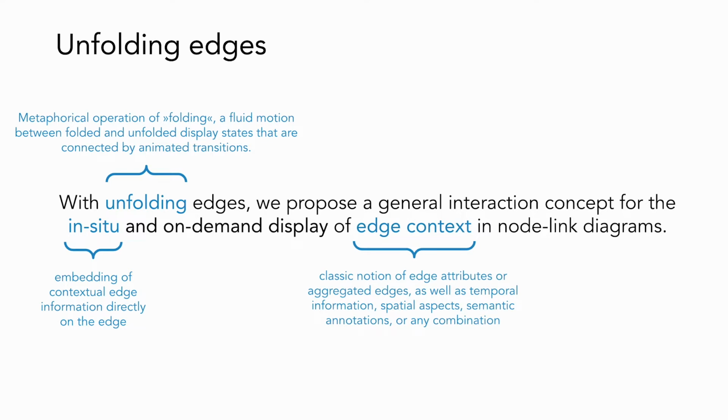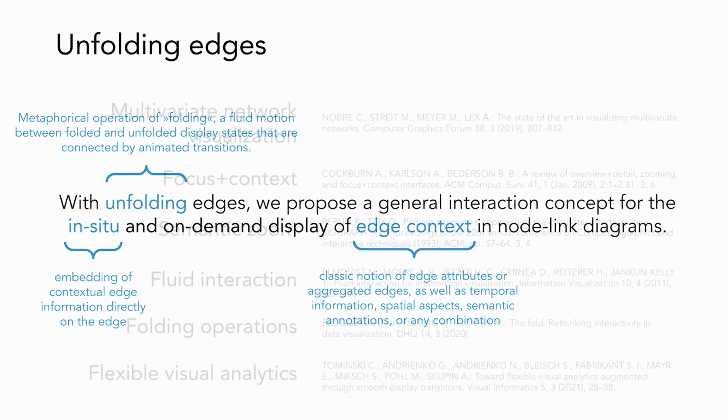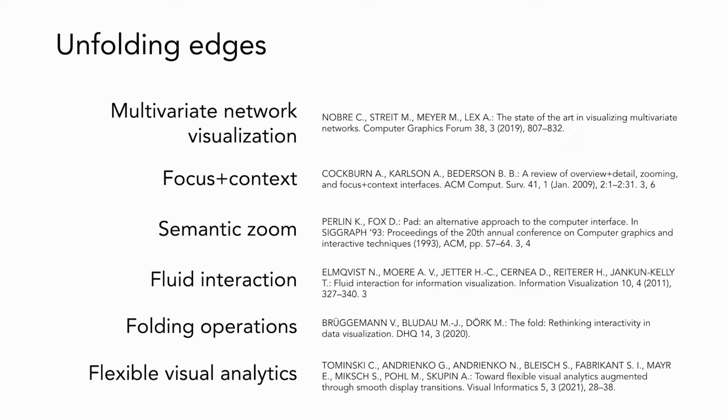And with edge context, we summarize the existence of additional edge information, such as the classic notion of edge attributes or aggregated edges, as well as temporal information, spatial aspects, semantic annotations, or any combination. For that, our research does not only build on previous research on multivariate network visualization, but also on interaction concepts such as focus and context, semantic zoom, fluid interaction, and approaches inspired by folding operations and towards flexible visual analytics.